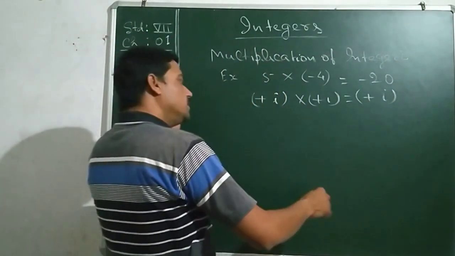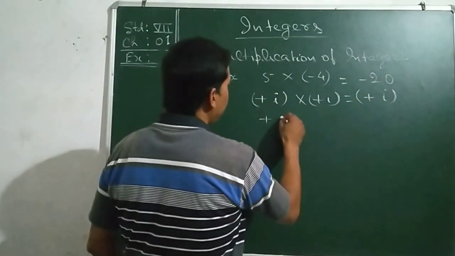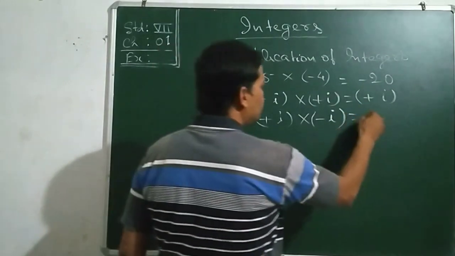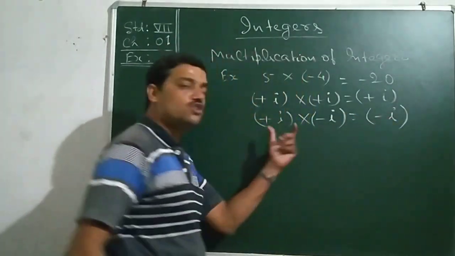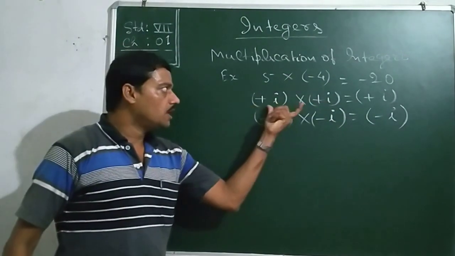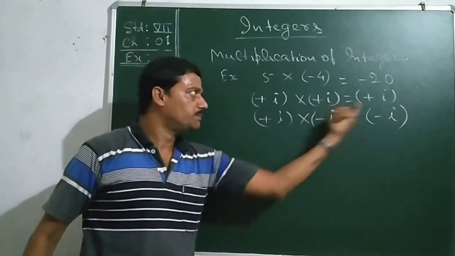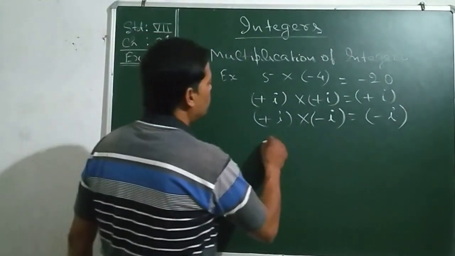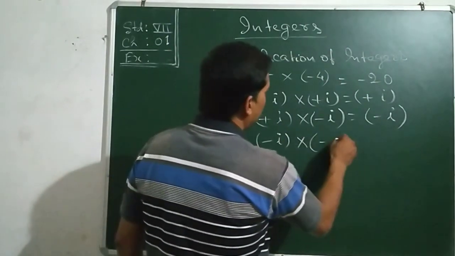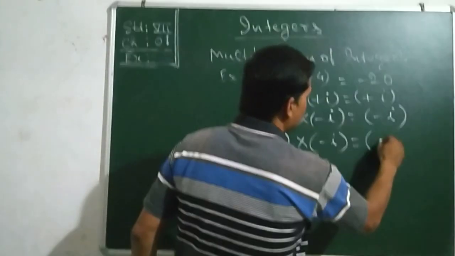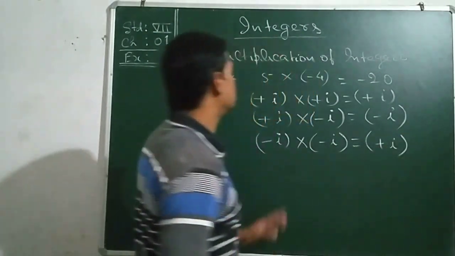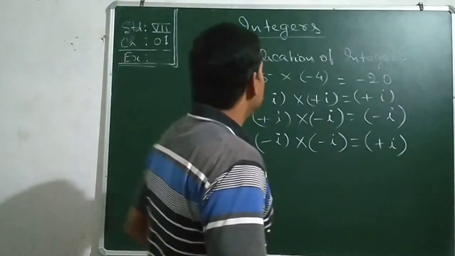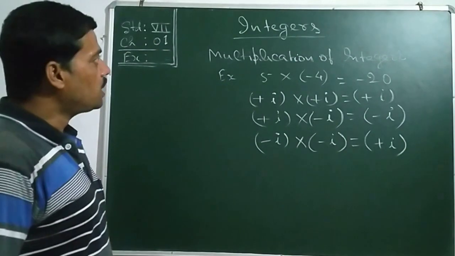But if we multiply one positive integer by another negative integer, then the resultant integer will be a negative integer, with the actual product of both the numbers. The actual product of both the integers with a minus sign. And when both the integers are negative, that time we get a positive integer. Negative integer into negative integer equals positive integer. These are basically for the multiplication of two integers.